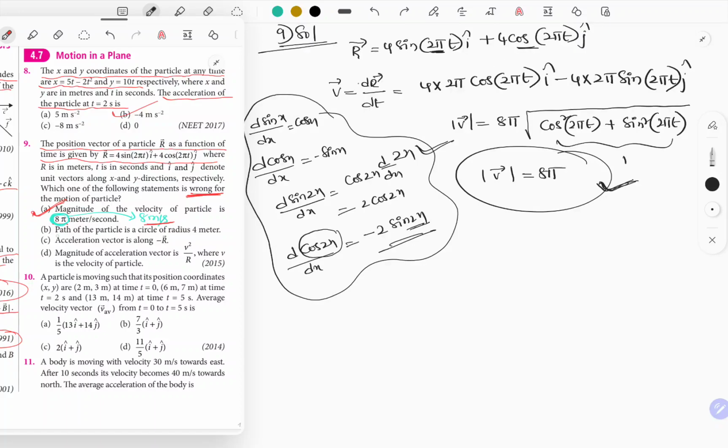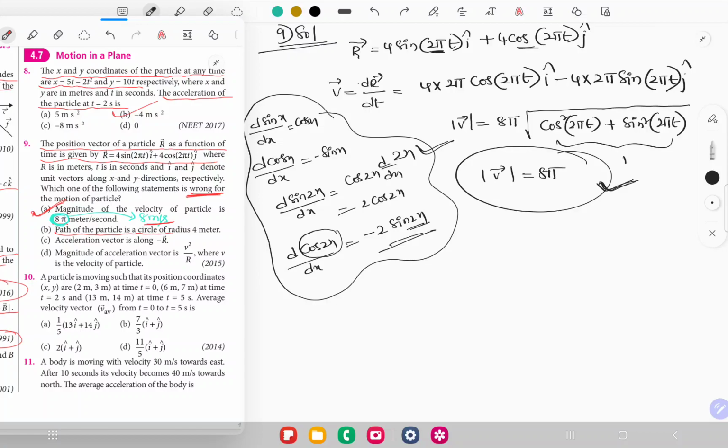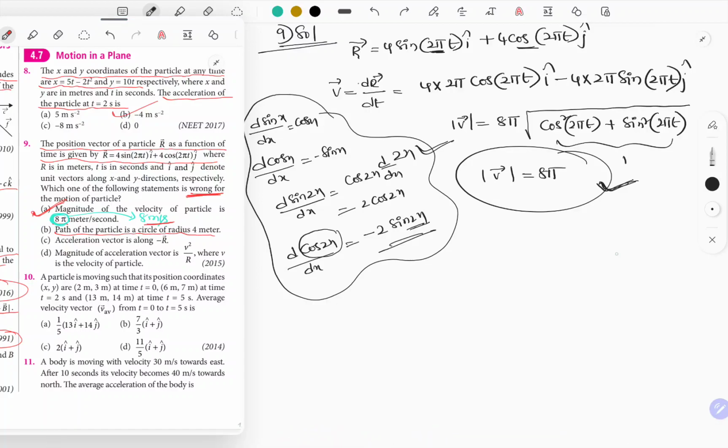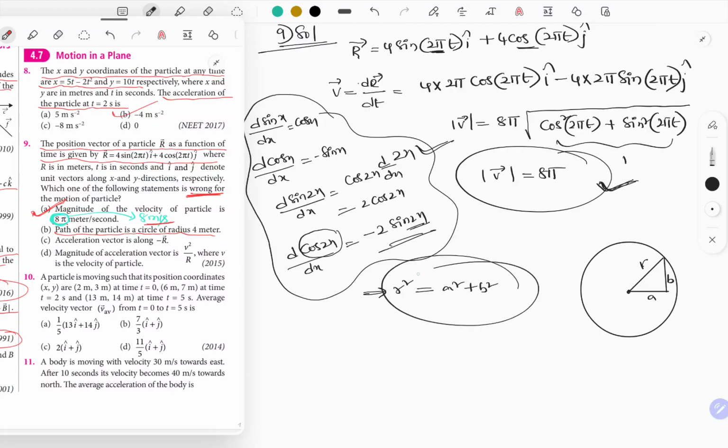What's the thing they have given? The path of the particle is a circle of radius 4 meter. Okay, there is a rule for deciding a circular motion. Let us say this is A, from the center this distance, and this is going to be B, then the resultant will give you the radius of that circle. So from this we can decide that r square is equal to a square plus b square. So whatever the r value, that is going to be the radius of the circle.